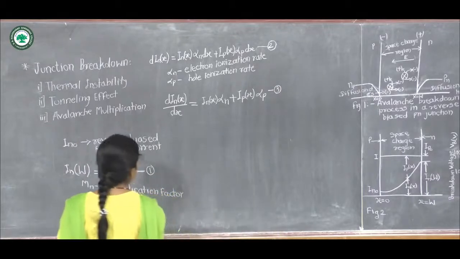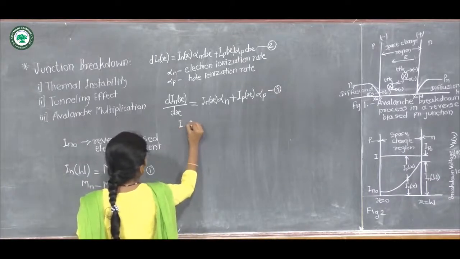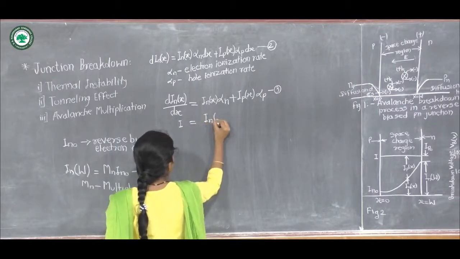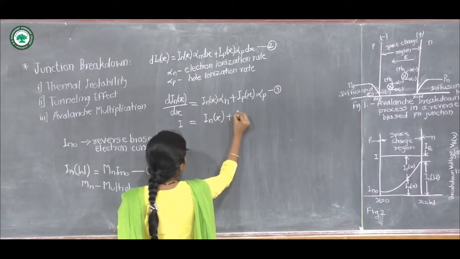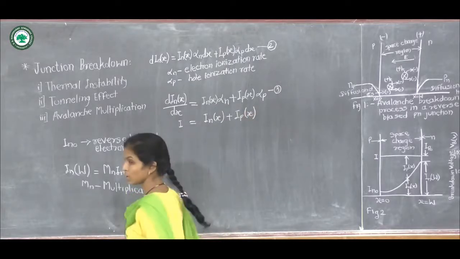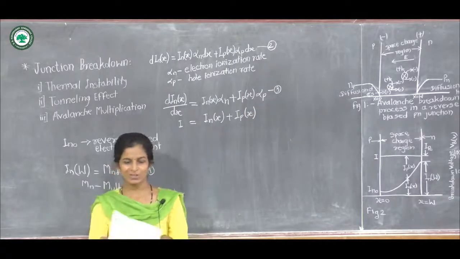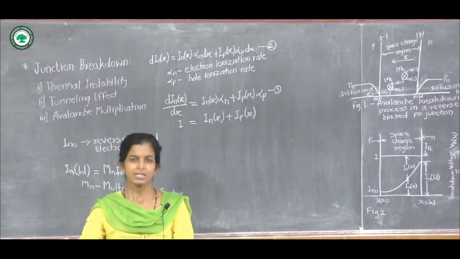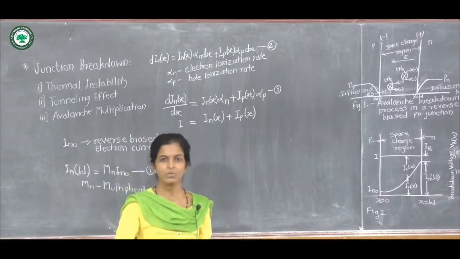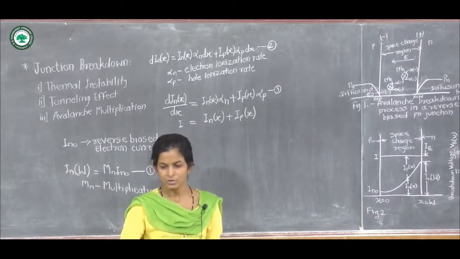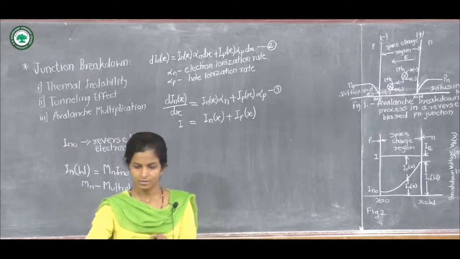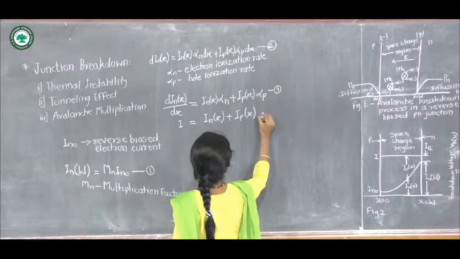The total current I is given by I equal to In(x) plus Ip(x). That is the total current due to electrons and the current due to holes, which combined give the total current, and which is constant. So solving for Ip(x), as this is equation number 4.